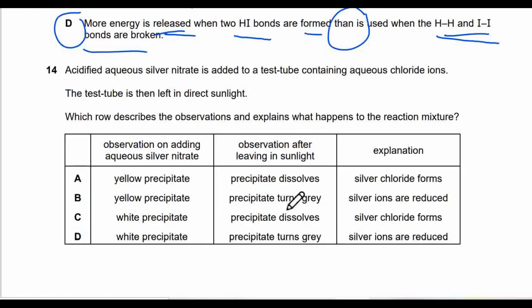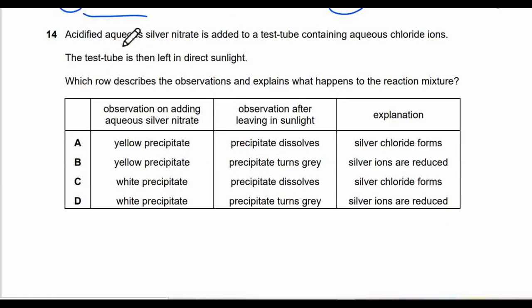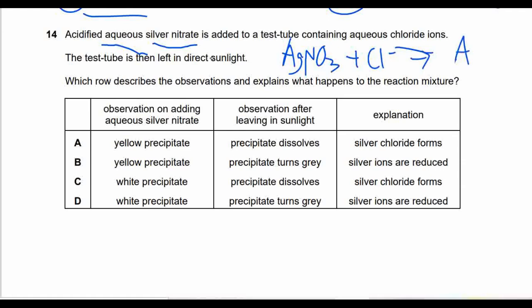Question 14, acidified aqueous silver nitrate. So the reaction is between acidified silver nitrate added to a test tube containing chloride ions. The test tube is then left in direct sunlight. So between silver nitrate and chloride ion, it will form a precipitate of silver chloride. Now the silver chloride is then left in direct sunlight.